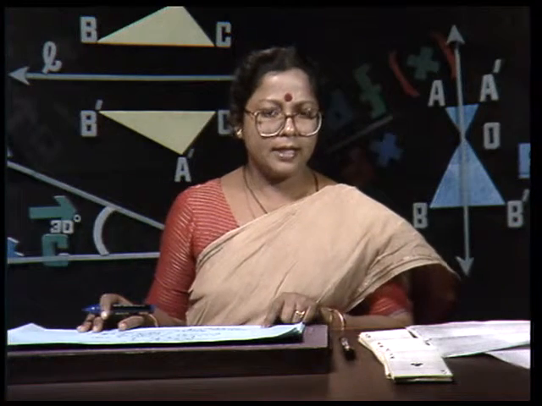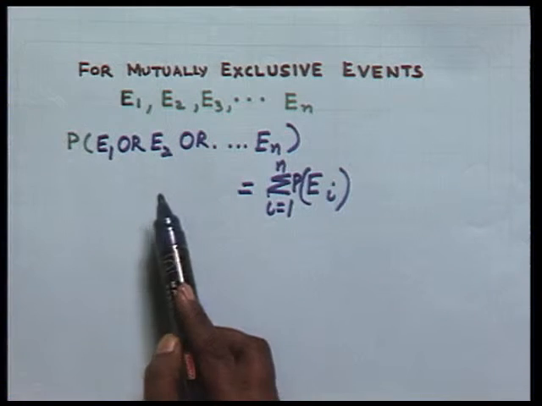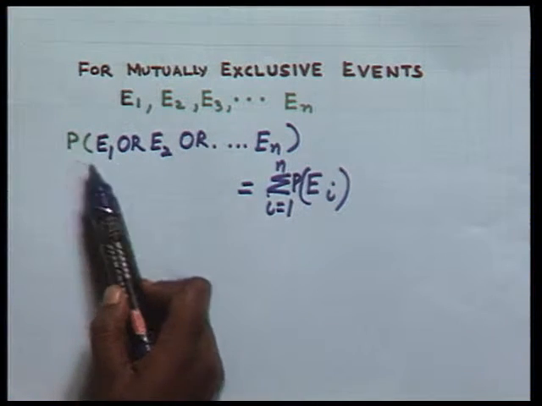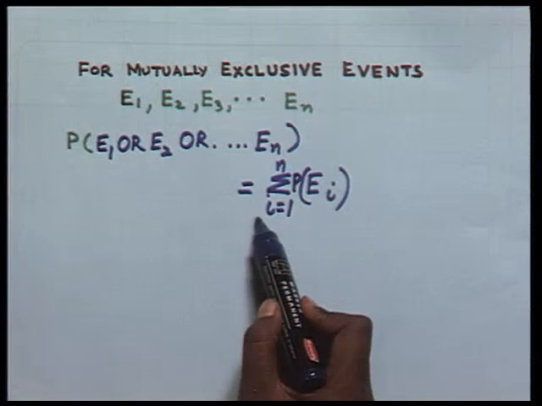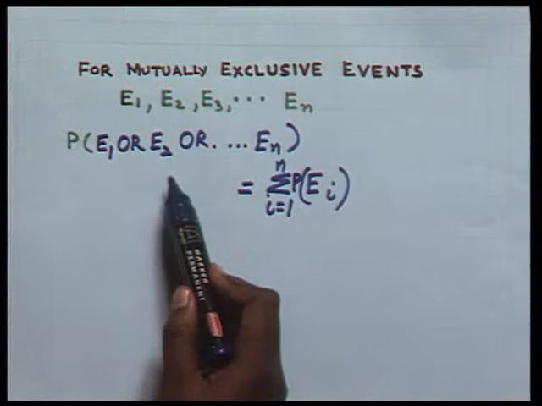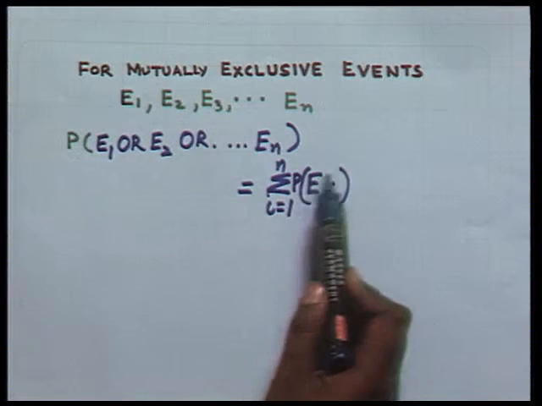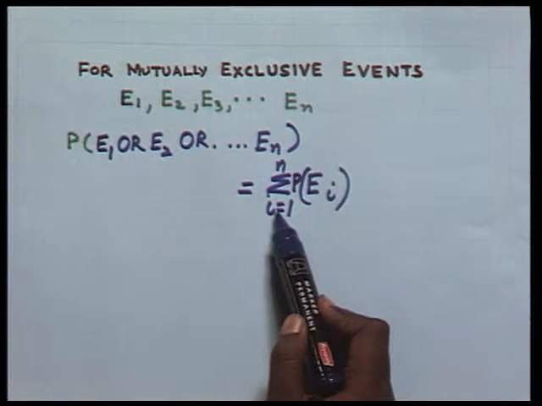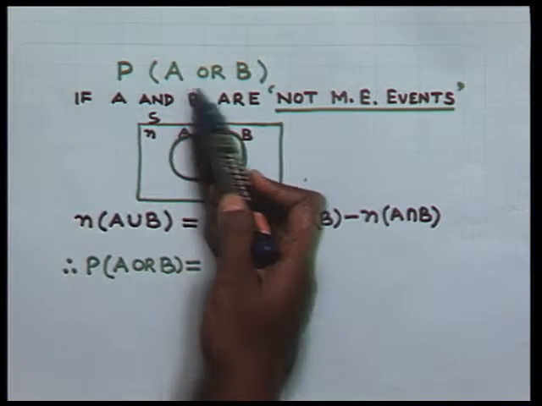This theorem can be extended to a number of mutually exclusive events E1, E2, E3 to En. We have probability of E1 or E2 or En is equal to probability of E1 plus probability of E2 plus probability of E3, and so on till En, which is given by summation of i going from 1 to n probability of Ei.